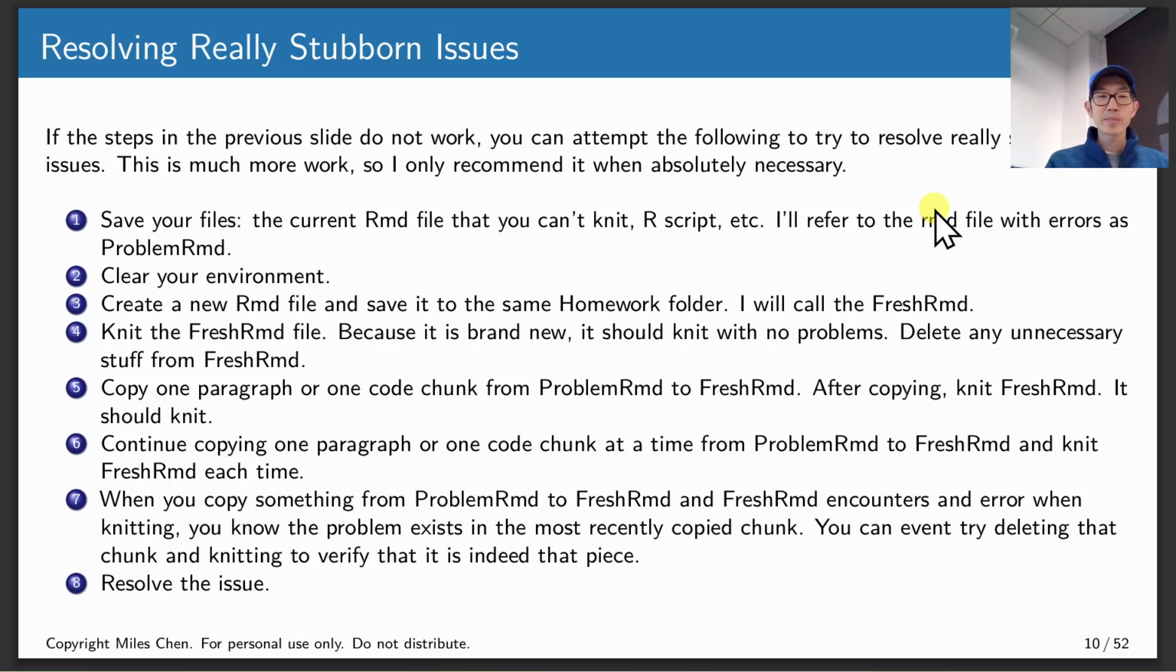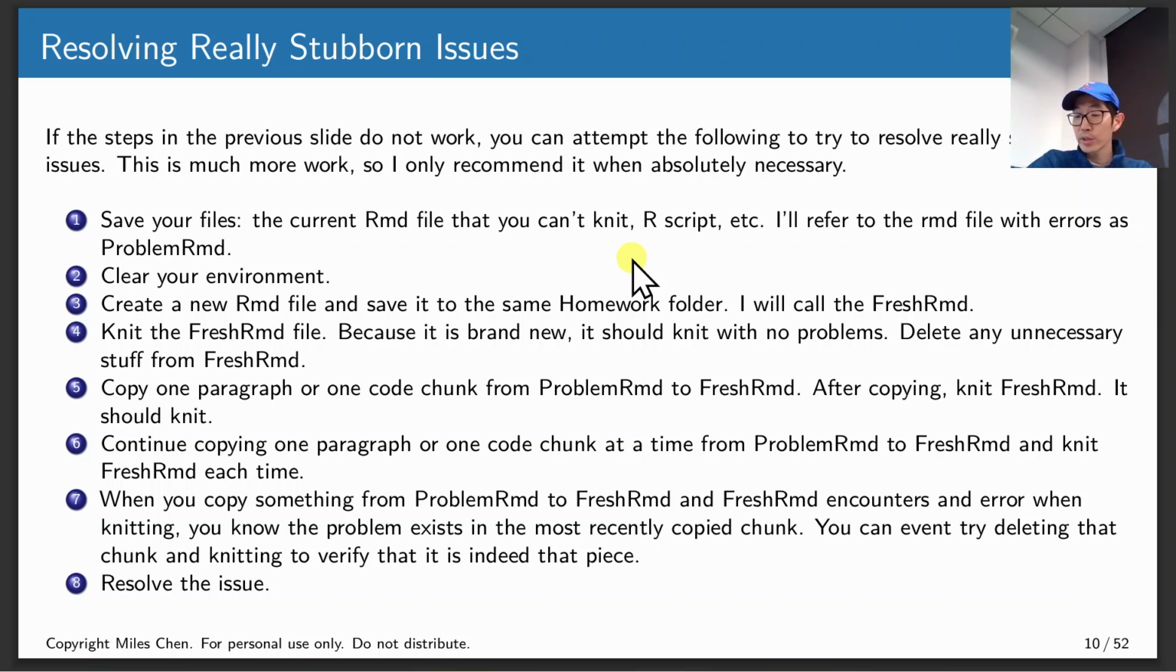And so the way you'll do this is, again, save all of the files you have, clear out your environment, and then create a brand new RMD file. When you create a brand new RMD file, call it something like fresh RMD or whatever you want to call it. And then knit that file right away, right after you create it. It should knit because it's brand new. There should be no problems, okay? And then you can delete any unnecessary stuff from that.